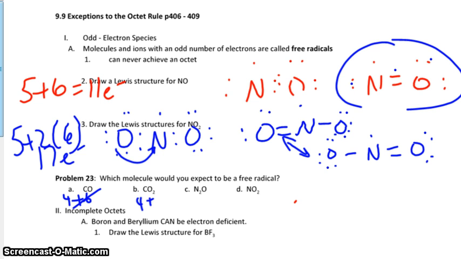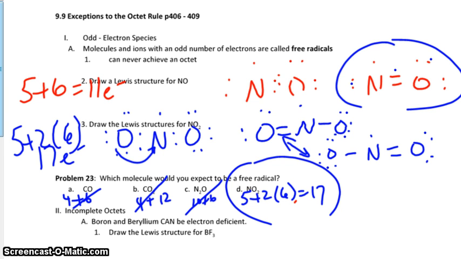Carbon has 4. 2 oxygens would be 12. Well, that's even. 2 nitrogens is 10 plus 6, that's 16. That's an even number. Here's 5 plus 2 times 6, that's 17. Oh, that's an odd number. That's our free radical. All right, let's try looking at the next one.